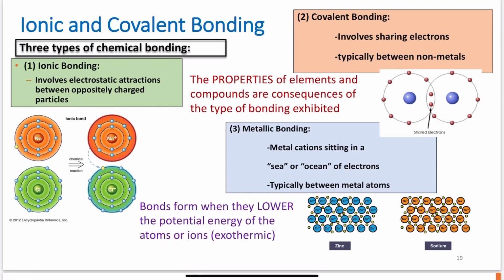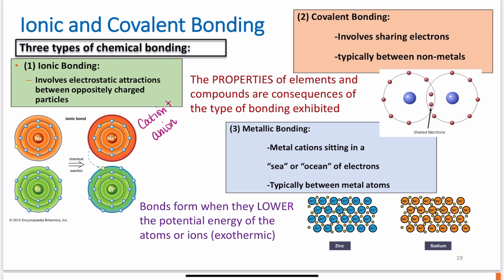Remember, there are different types of chemical bonding. We dealt with this a little bit when we dealt with naming, but we really need to understand these differences. We have ionic bonding, covalent bonding, and metallic bonding. Ionic bonding is that cation anion attraction. It involves an electrostatic attraction between oppositely charged particles. So one species has gained electrons, one species has lost electrons, and now those positive negative charges are attracting.